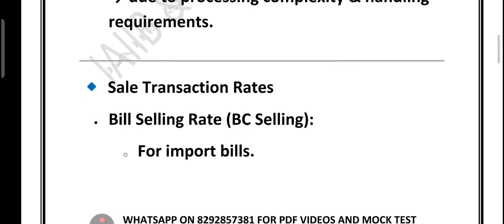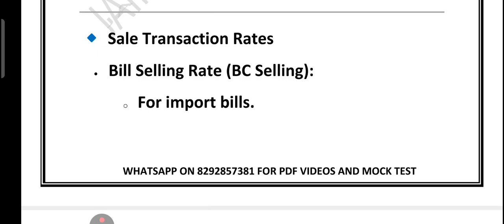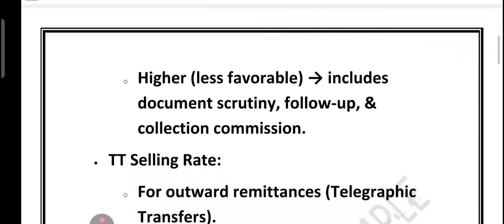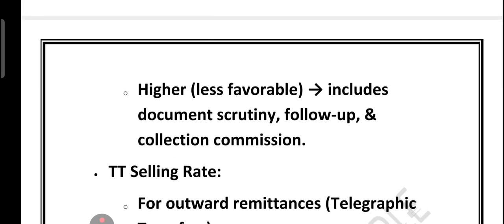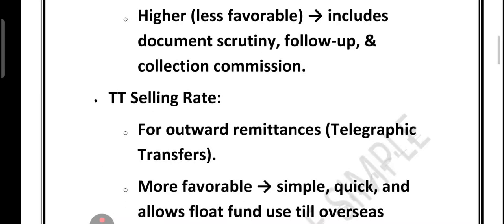For example, suppose you are sending money abroad through a telegraphic transfer, TT. It's quite quick and simple. But handling an import or export bill involves checking documents, following up, and collecting payment. So the rate offered by the bank will obviously differ. In short, the more complex the process is, the less favorable the rate for the customer. Let me summarize: different forex transactions have different rates, depending on processing complexity and handling effort. Simpler process, better rate. Complex process, lower rate. I hope it is crystal clear now.